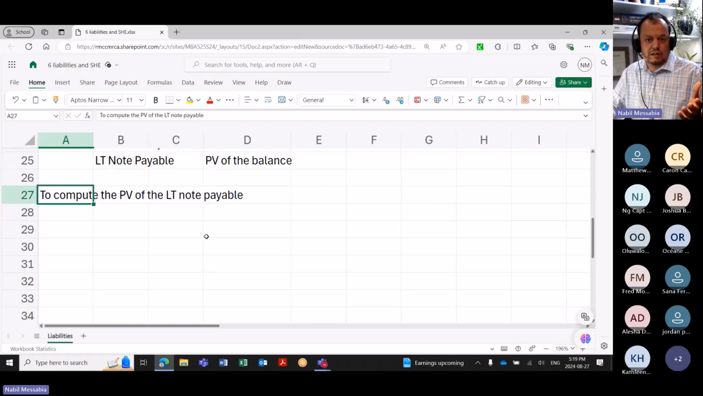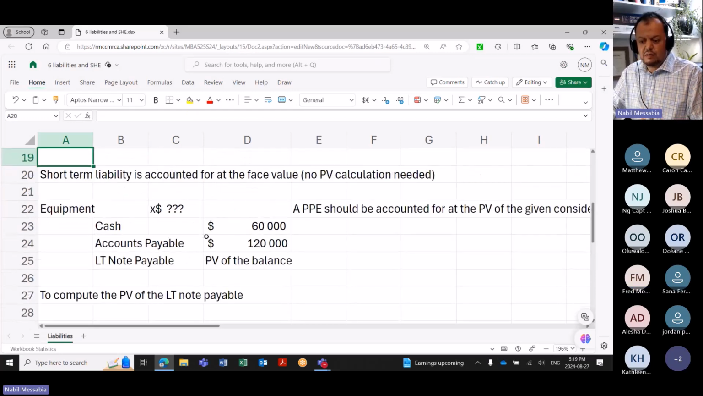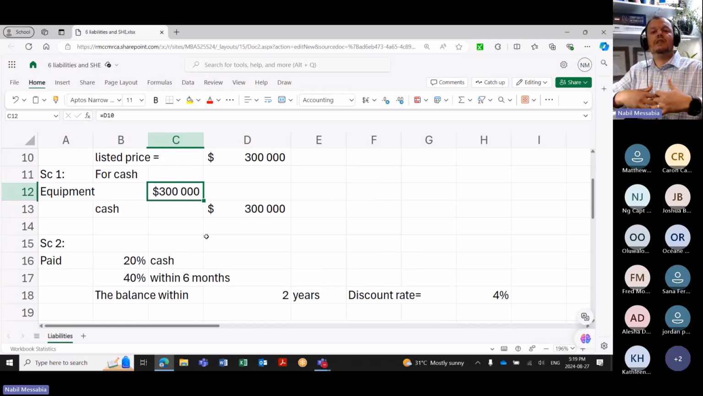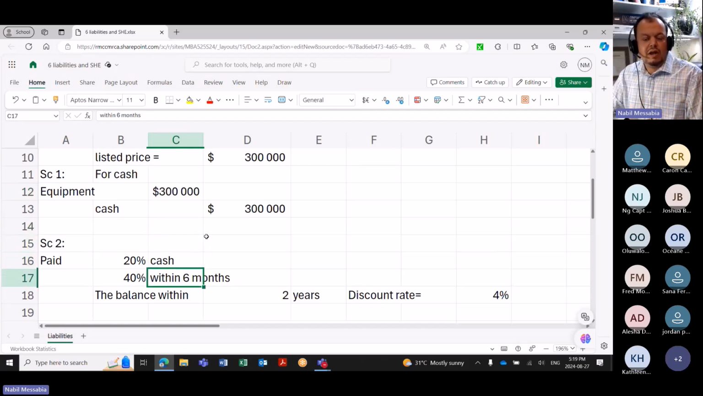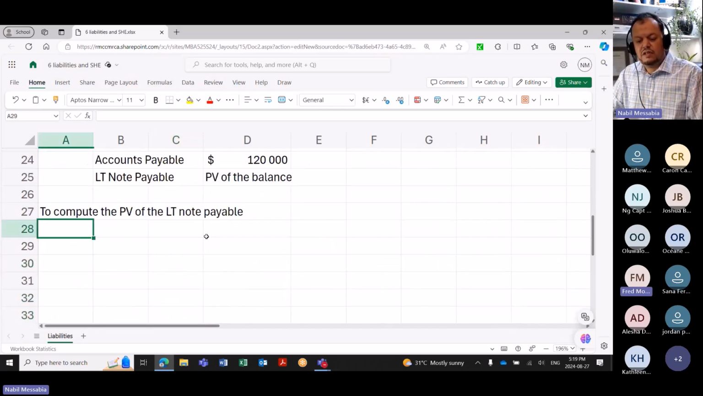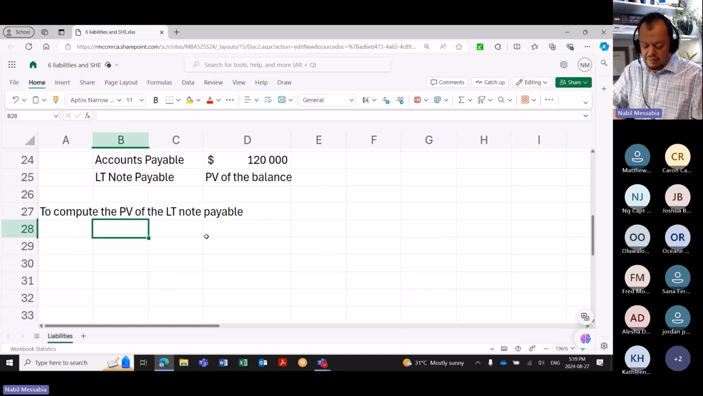First of all, you see the dilemma here. The problem is that a portion of this amount, 40% of the $300,000, is going to be paid within 2 years. It does not make sense to simply use the face value, which is the future amount, because after 2 years the future amount will be worth an amount much different than today's. That's why the calculation of the present value is needed.